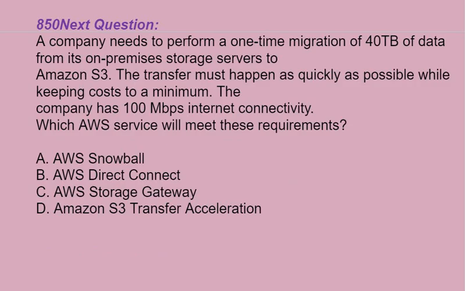Question is, a company needs to perform a one-time migration of 40 TB of data from its on-premises storage servers to Amazon S3. The transfer must happen as quickly as possible while keeping costs to a minimum. The company has 100 Mbps internet connectivity. Which AWS service will meet these requirements? Option A, AWS Snowball. Option B, AWS Direct Connect. Option C, AWS Storage Gateway. Option D, Amazon S3 Transfer Acceleration. Correct answer is option A.